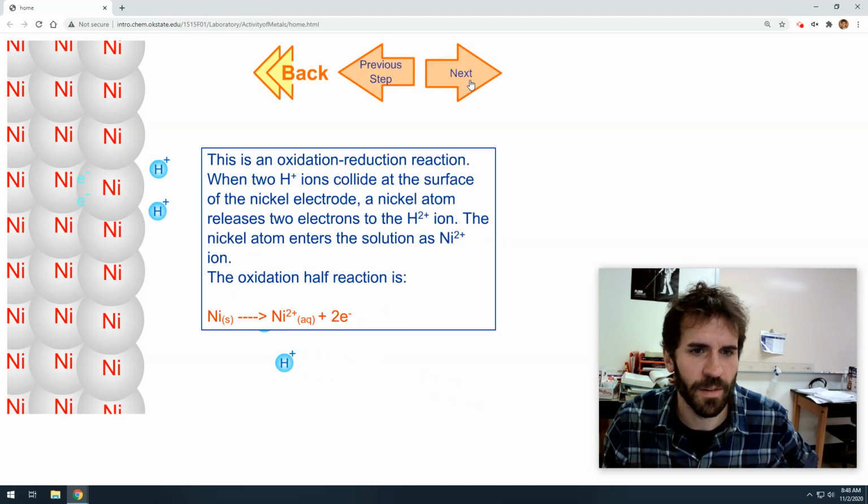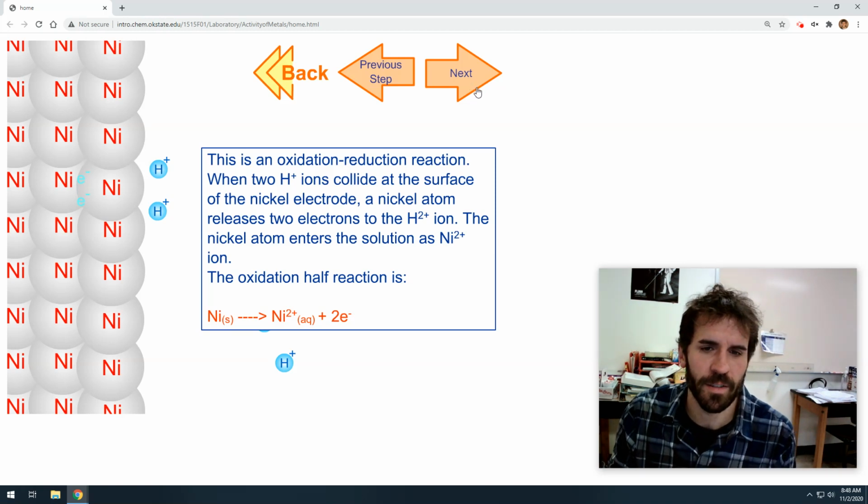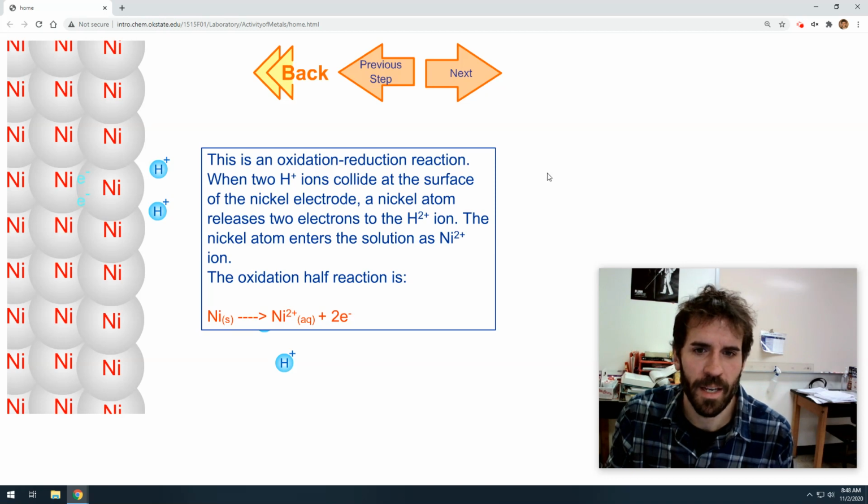This is an oxidation reduction reaction. Two H+ ions collide at the surface of the nickel electrode. A nickel atom releases 2 electrons to the H+ ions. The narration says each nickel is reacting with 2 hydrogens. I'm not sure where this is coming from. That seems to be a mistake. Okay, but this is oxidation.